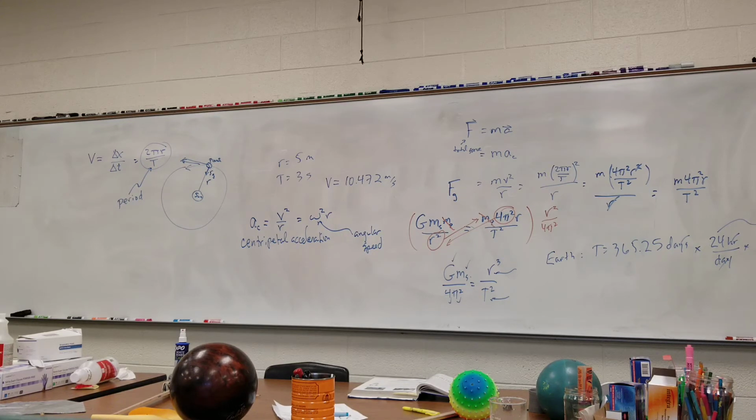All right, so if we multiply 365.25 times 86,400, what do we get? 31,557,600 seconds. So that's the number of seconds in a year.